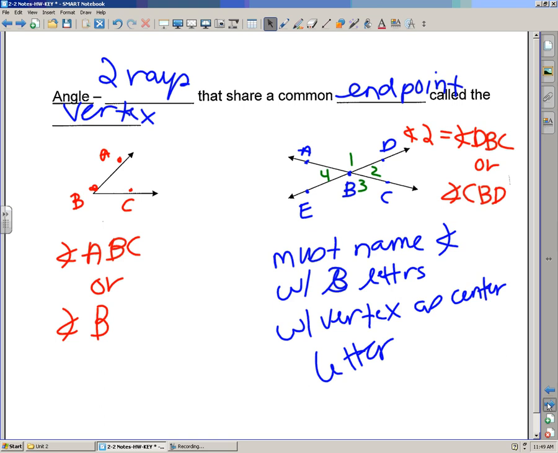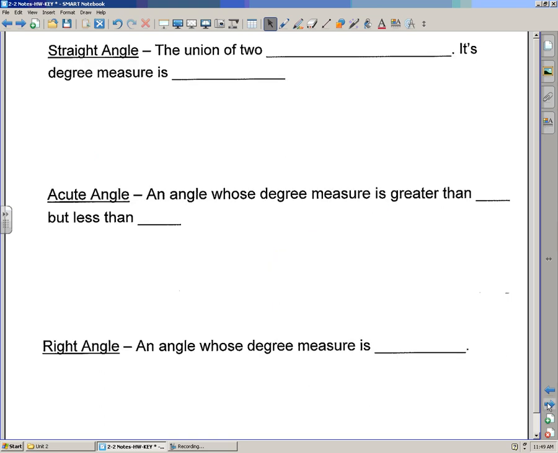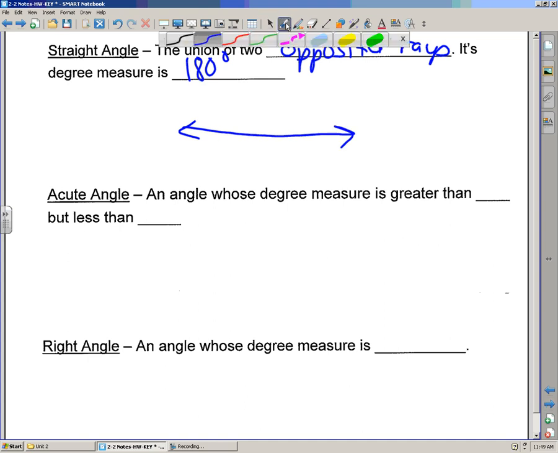Then we get to straight angles, and a straight angle is the union of 2 opposite rays. Because it's opposite rays which make a line, its degree measure is going to be exactly 180 degrees. So if we had a straight angle, we do have some opposite rays here. We could have a ray starting from here, shooting off in that direction, and then same endpoint, but shooting off in that direction. So we know that straight angles measure 180 degrees, and straight angles are formed by 2 opposite rays.